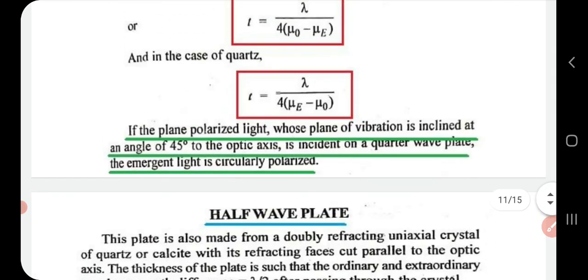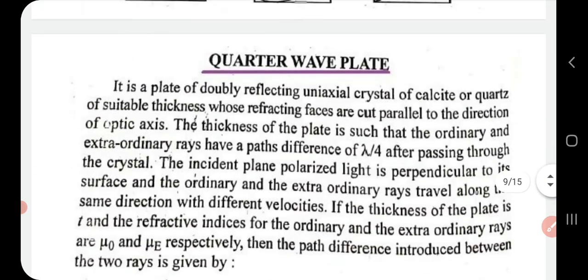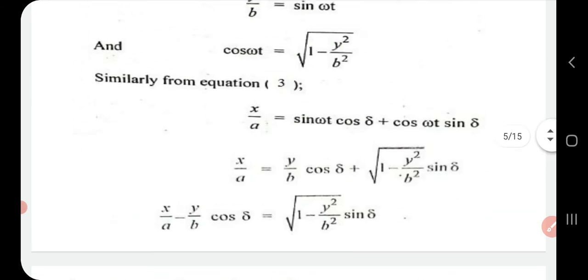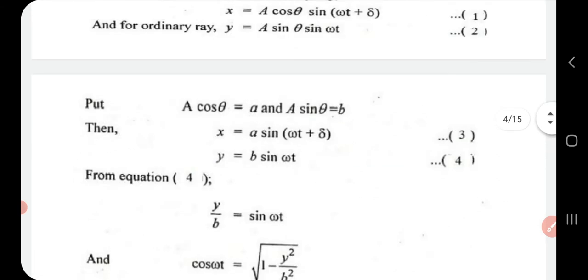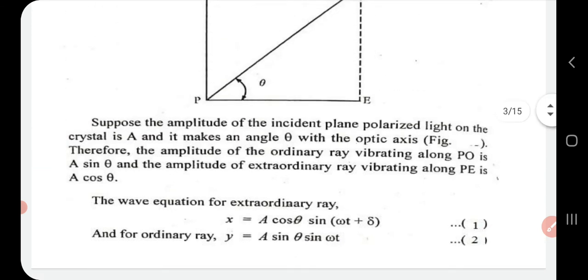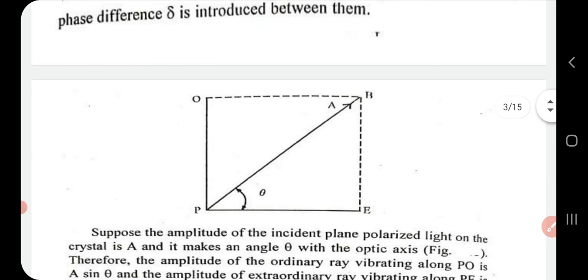Okay, so in this section, you can just go through this Babinet's compensator, whereas retardation plates, half wave plate, quarter wave plate and all are very, very important. Then also this derivation, that is, the expressions for elliptically polarized, plane polarized, and circularly polarized light along with the special cases. Okay, so please learn it. Thank you.